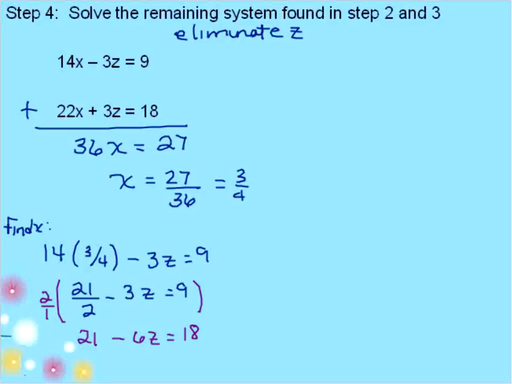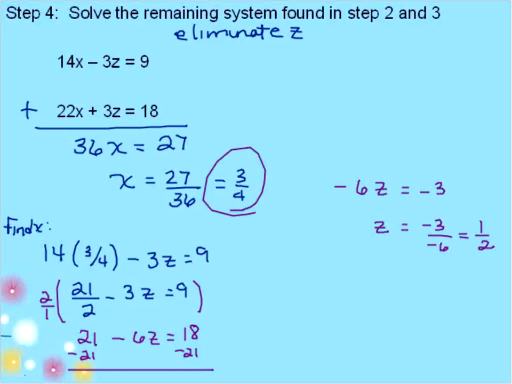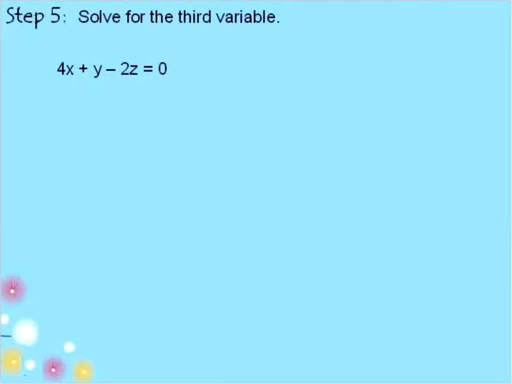Subtract 21 from both sides, and that gives us -6z equal to -3. Dividing both sides by -6 gives me -3 over -6, which is +1/2. So now that'll enable us to find our third variable, because now we know the x value, we know the z value, and now we just take those two and substitute into one of our original 3 equations.